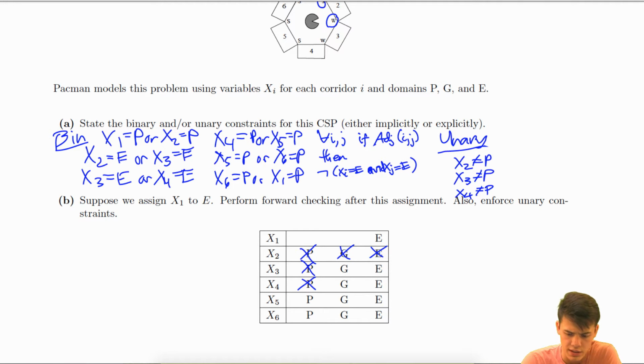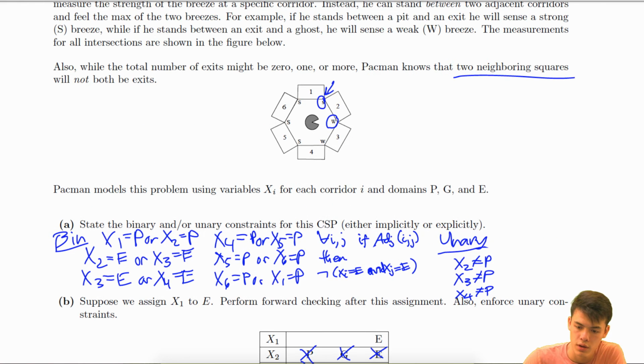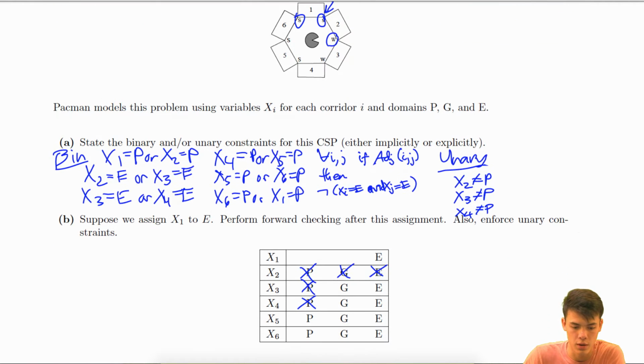So x3 doesn't share any constraints with x1, nor does x4 or x5, but x6 does. So just like x2, between 6 and 1 we have a strong breeze. So we know that at least one of those two has to be a pit, which is represented by this constraint also. So we know that x6 has to be a pit. In other words, these possible assignments will not work. So this is going to be the outcome of forward checking.